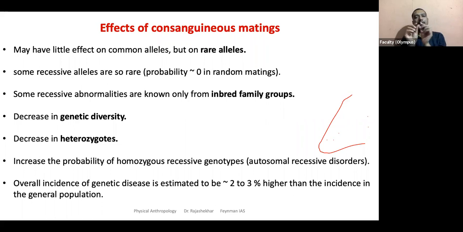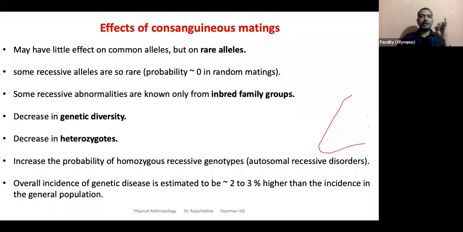If two people who carry the same rare recessive allele get married, whereas if a person marries into an unrelated family, there is very little chance of finding the same mutation in the other family. Because of the consanguineous marriages and inbreeding, two defective-allele-carrying individuals can come together, and these genes can come together, resulting in a rare autosomal recessive disorder. So the disease burden will increase because of the increased probability of homozygous recessive genotypes.